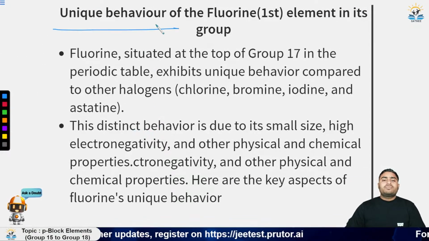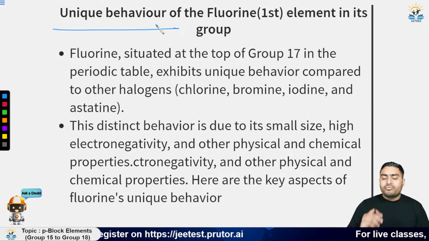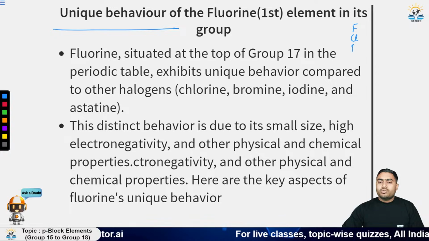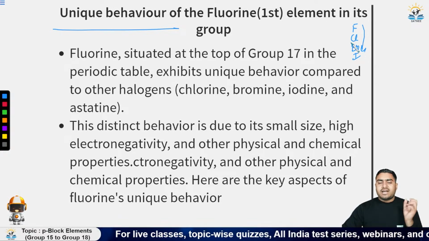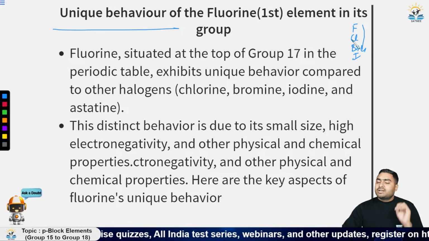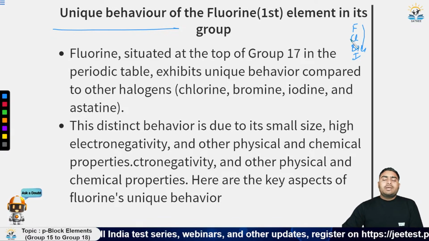What is the unique behavior of fluorine, the first element in its group? Fluorine is the first element in its group, right? I am writing again: fluorine, then chlorine, then bromine, then iodine, then astatine. Okay, top to bottom, atomic size increases, ionization energy decreases, electronegativity decreases, right? These are some points you have to keep in your mind always.